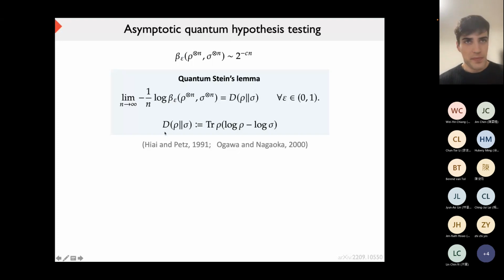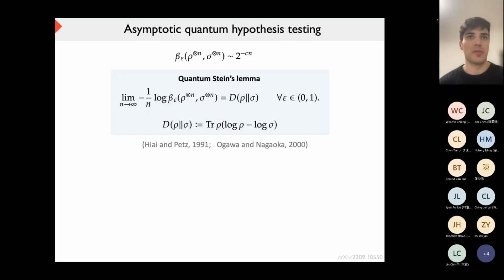Now, I want to stress here that before this result in 1991, the quantum relative entropy did not have an operational meaning. This is the result that actually gave a justification for the use of quantum relative entropy. And I think this is a bit surprising, because if someone learns about quantum information theory now, everyone just kind of takes the quantum relative entropy for granted. We always assume it's the right entropy to use, but that was not the case.